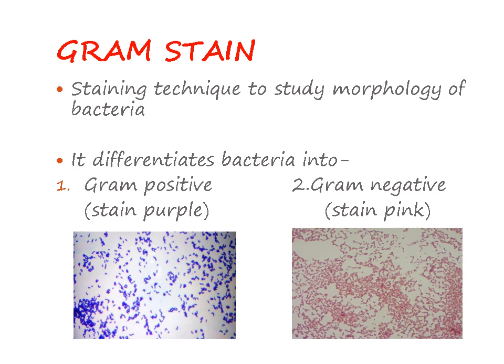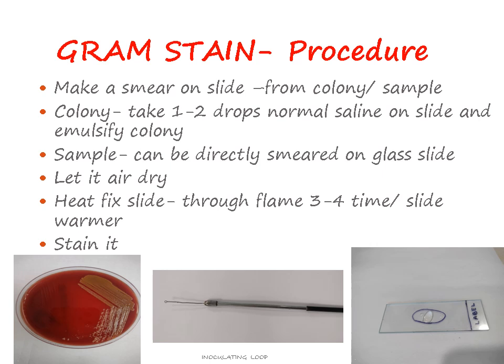Why is this differentiation important? It is very important because it will help us to select the right kind of antibiotic for treatment if we are recovering these organisms from the patient. There are different types of antibiotics like linezolid, vancomycin, penicillin that will work on gram positive organisms, but not on gram negative. Whereas there are other antibiotics like meropenem, colistin, which will work on gram negative bacteria, but not on gram positive organisms. So what is the procedure for gram stain?